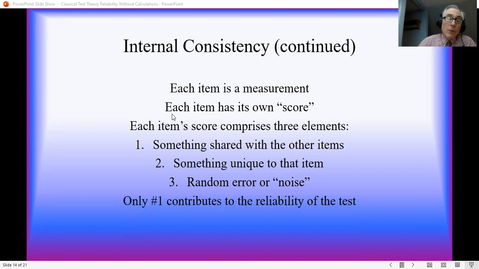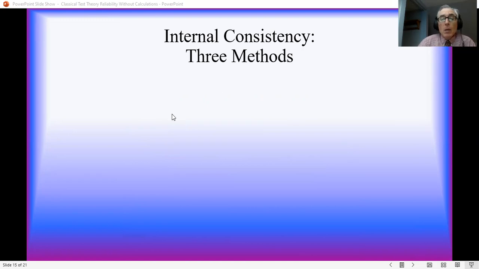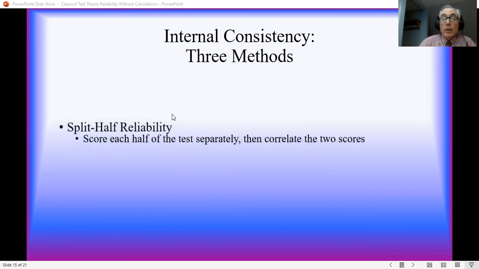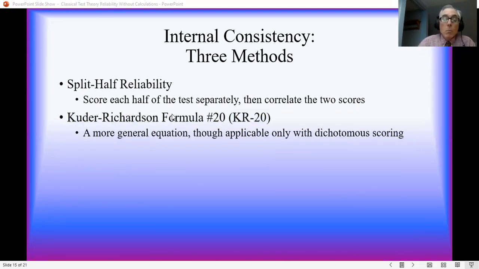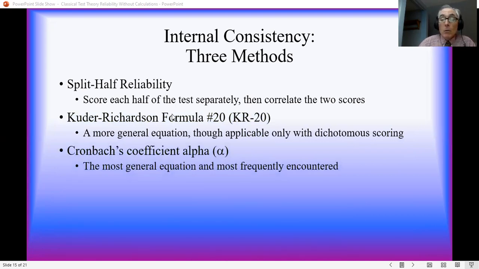And again, all the ways we have of calculating this are just ways of getting at that. The 3 methods, again, not being calculated today, this is just so you know that they exist, are the split half approach, which is the oldest and simplest. You basically treat the test as if it were 2 tests, score this half, score that half, and correlate them. And then 2 more advanced approaches, the Kuder-Richardson Formula 20 and Cronbach's coefficient alpha. Those are superior for most purposes to the older split half approach. Again, you'll see all of these reported in papers. Cronbach's alpha probably more than any other.